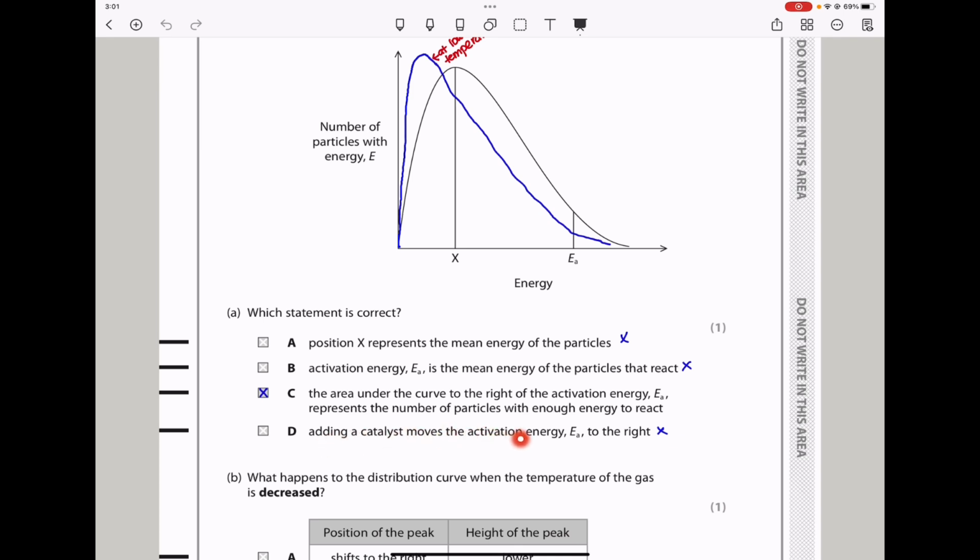Adding a catalyst moves the activation energy to the right. No, a catalyst has no effect on activation energy, but it just creates a new pathway with lower activation energy.